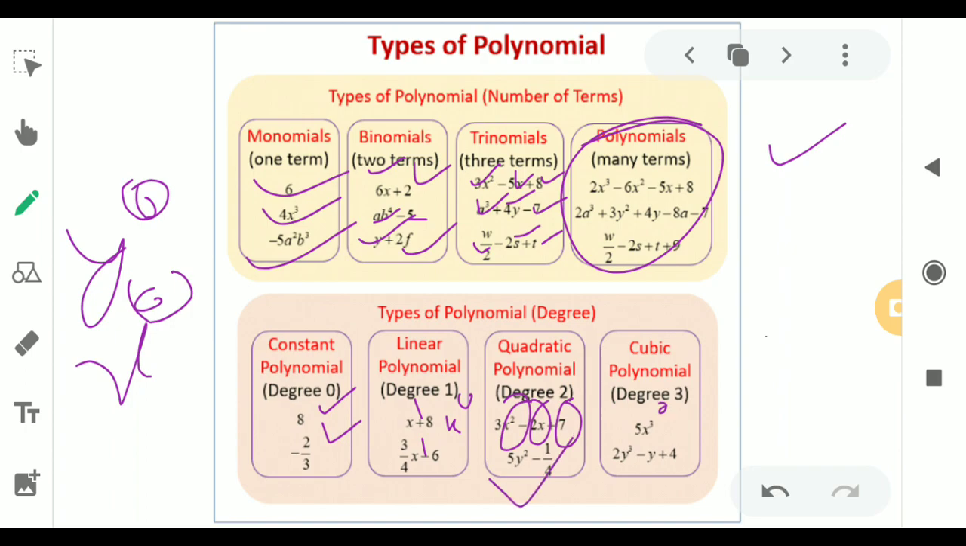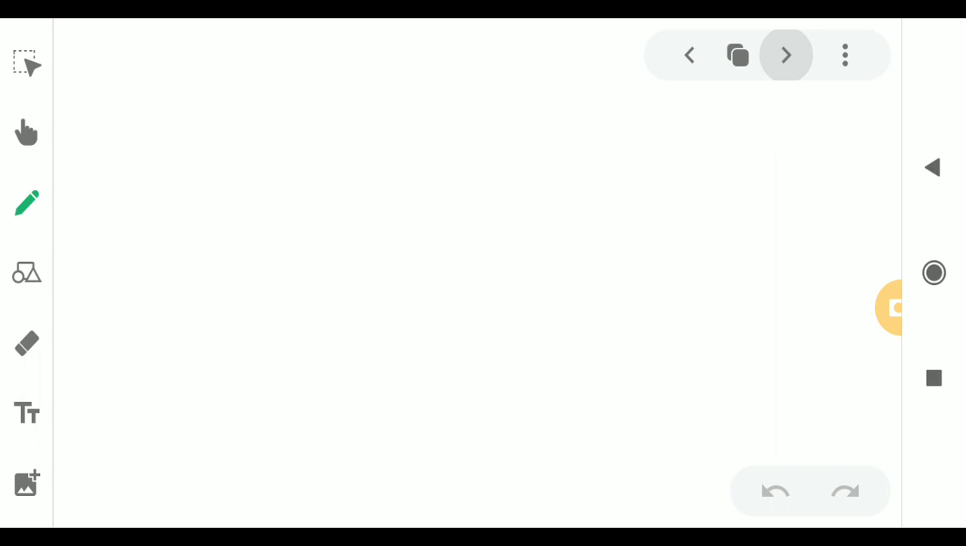Here 3. Here also 3, 1, 0. Highest is 3. So here degree is 3. So degree 0 means it's a constant polynomial. Degree 1 means linear polynomial. Degree 2 is quadratic polynomial. Degree 3 is cubic polynomial. Similarly, degree 4 means biquadratic polynomial, and so on. Understand? These are the types of polynomial by degree.